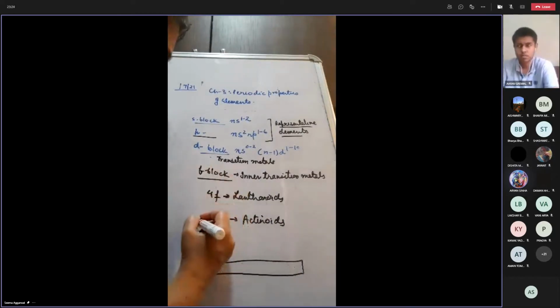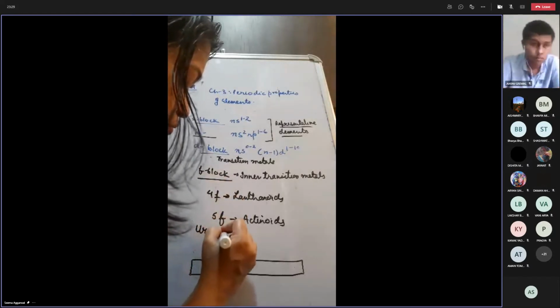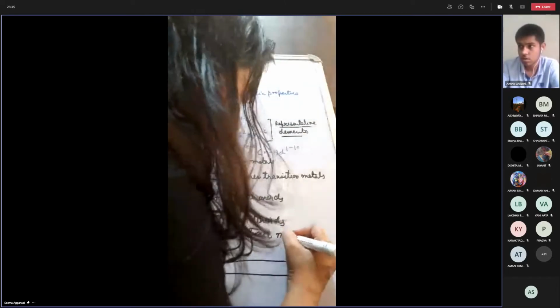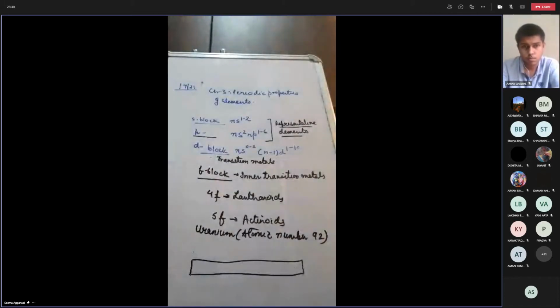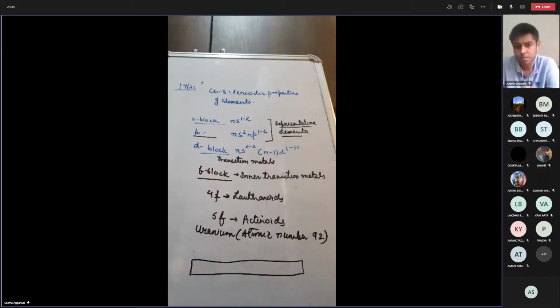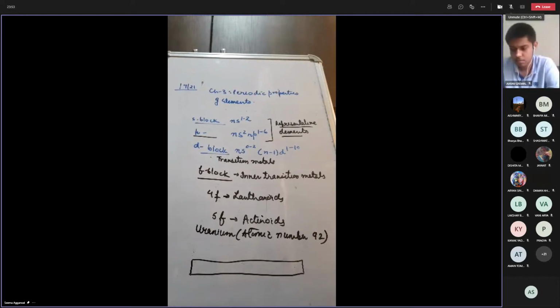A very important F block element is uranium. Uranium atomic number is 92. All of you know the significance of uranium. What is the importance of uranium? Vanshika, what is the importance? It is a radioactive element which is used in nuclear reactors. Okay, and a number of the F block elements are radioactive.